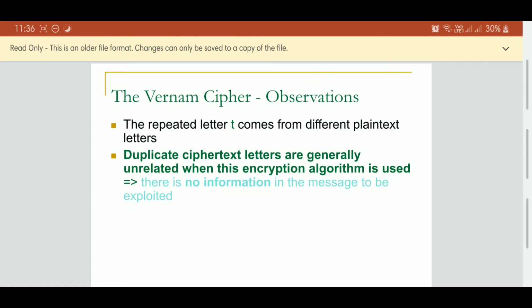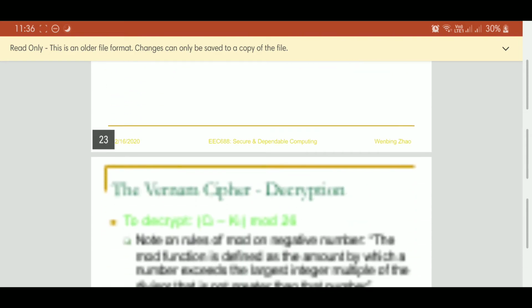The Vernam cipher observations. The repeated letter T comes from different plaintext letters. Duplicate ciphertext letters are generally unrelated. When this encryption algorithm is used, there is no information in the message to be exploited.